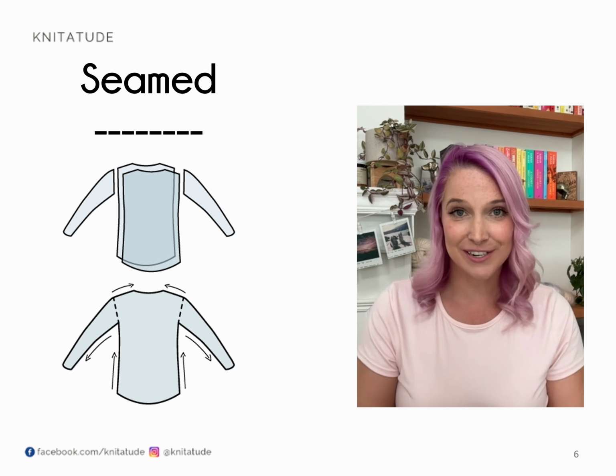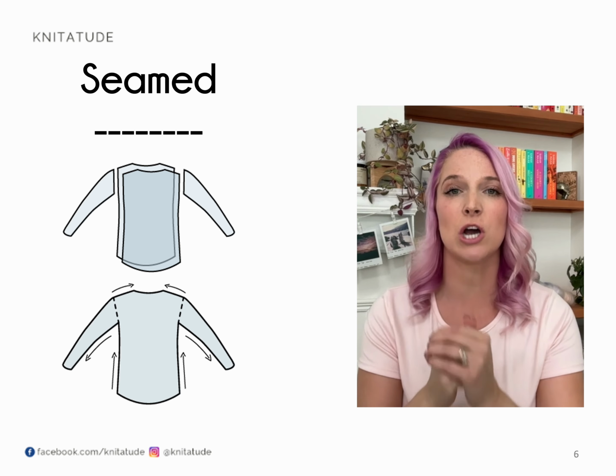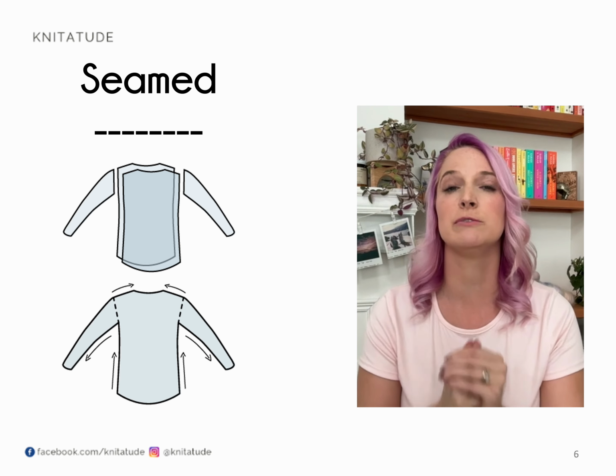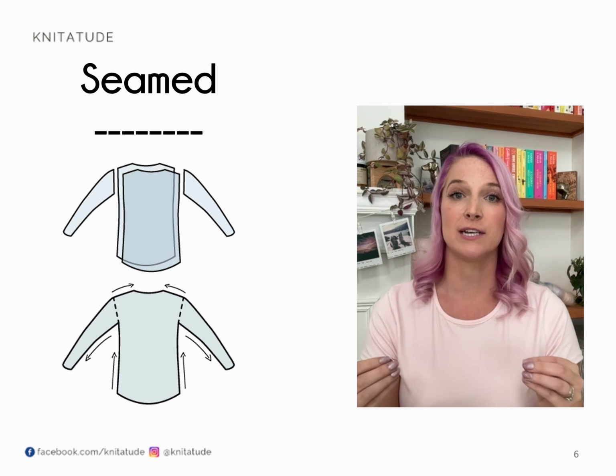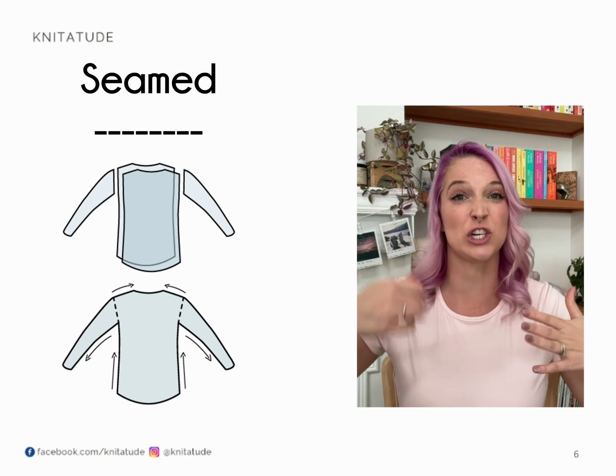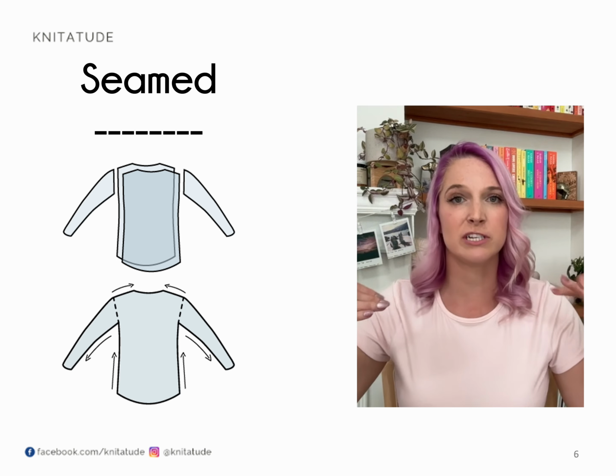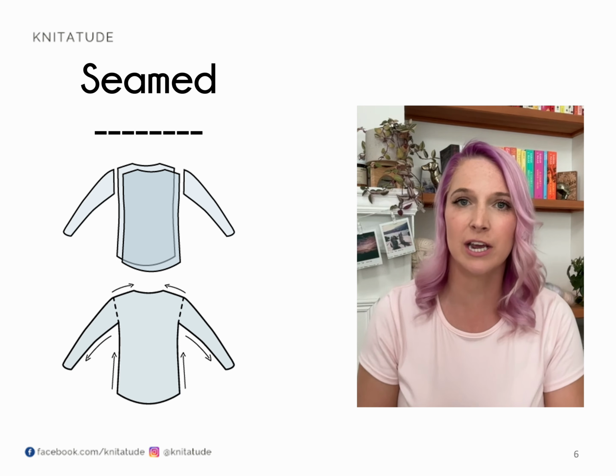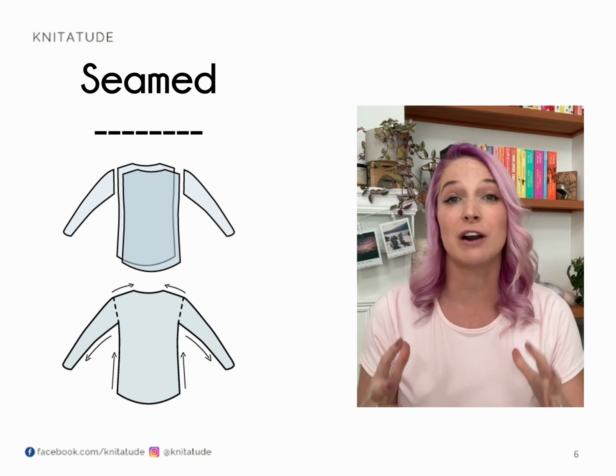Now, the advantage of a seamed sweater is that seams are strong. When you think seams, you think structure, because it has all of those additional reinforced seams to make sure that it combats against gravity. It's got a lot of hold to it.